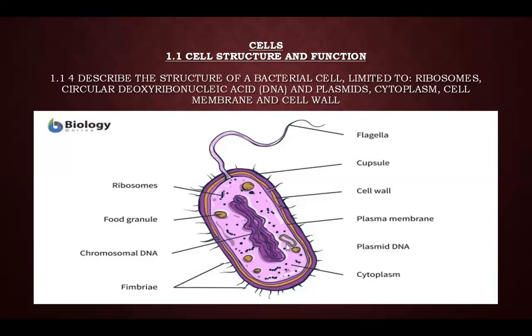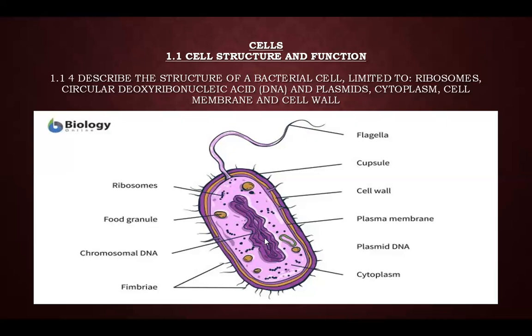You can find multiple plasmids in one bacterial cell, and there might be some bacteria which do not contain any plasmids at all. The presence of the plasmid provides extra protection or support for the bacterial cell. The presence of plasmid makes them antibiotic resistant.